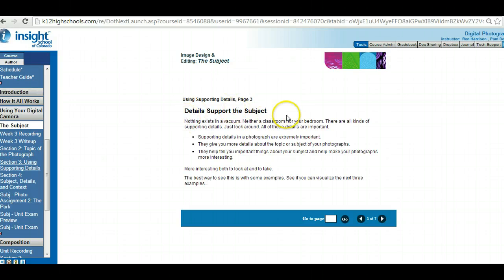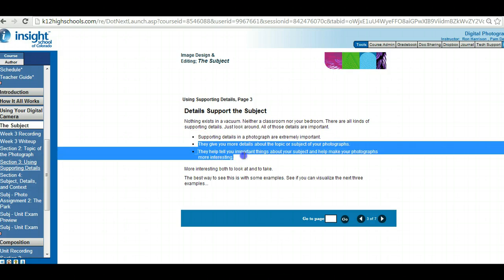So details support the subject. Nothing exists in a vacuum, meaning nothing exists just by itself. There are other details around us. So all the details of your room, your classroom, wherever you happen to be, those are all important. So supporting details, they're extremely important. And what do they do? They give you more details of the topic or subject, and they help tell you the important things about your subject. So that's what supporting details do, they do these 2 things.